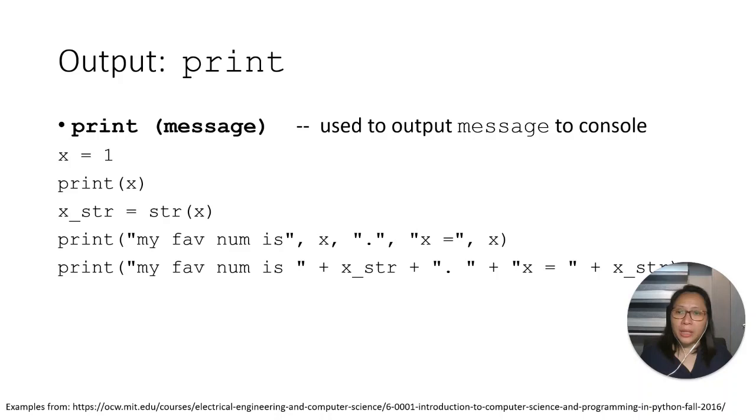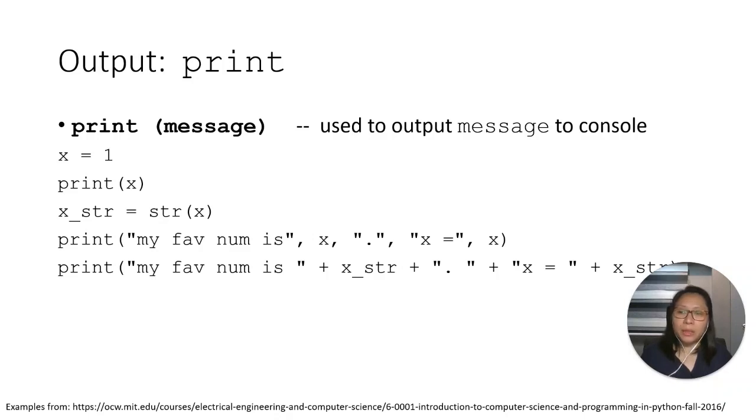Here on the third line, we have str(x), which means this is a cast, and this means we convert x, which is an integer, to a string. And that string value is assigned to the variable name x_str.